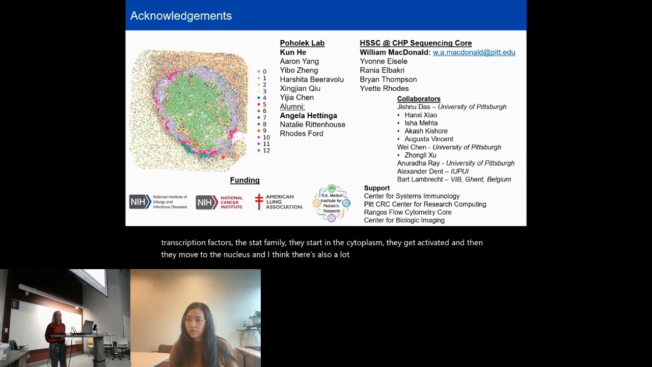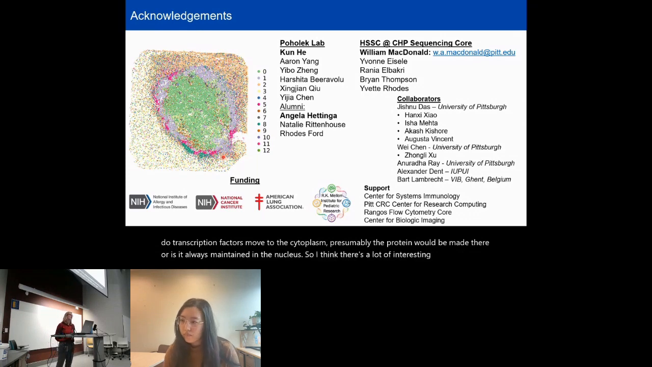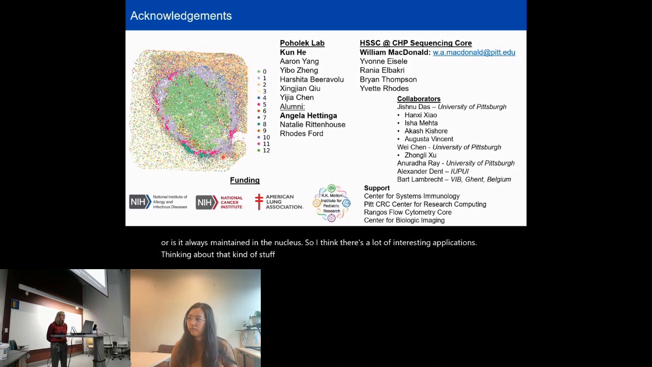And I think there's also a lot of transcripts that change their localization, that are not always in the nucleus. Sometimes they have to be transported in and out. So I think it would be really interesting to look at when transcription factors move to the cytoplasm. Presumably the protein would be made there, or is it always maintained in the nucleus? There's also isoforms, right? Sometimes different transcripts have different isoforms. I know the Xenium in particular is focused on being able to identify different isoforms and see the subcellular resolution there. And then finally, we don't really have a great sense of microRNAs, but a lot of those are in exosomes that get exported out of cells.